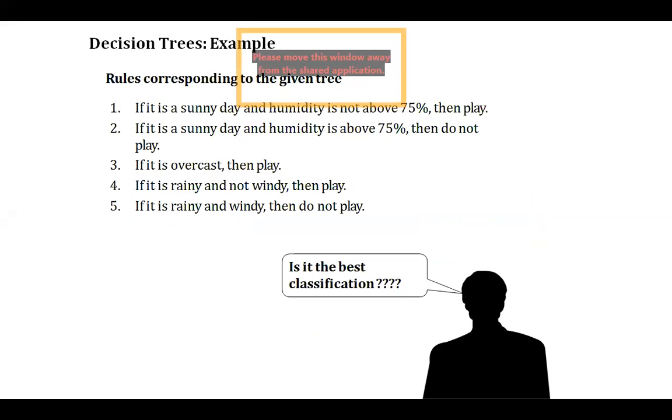And here is how we can create rules, because based upon the rules only, we can classify the data. If it is sunny and humidity is not above 75%, then it's a play. If it is sunny and humidity is above 75%, then do not play. If it is overcast, then we can play. If it is rainy but not windy, it can be played. If it is rainy and windy, then do not play.